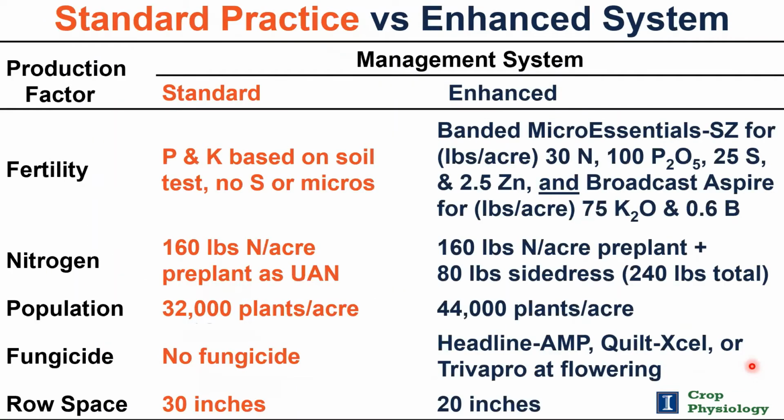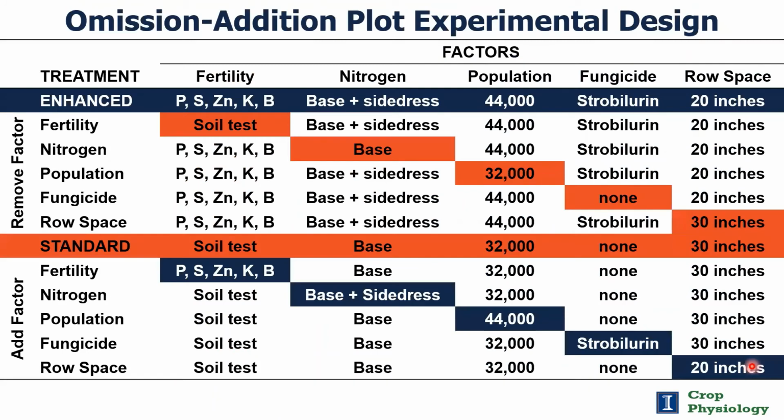Is each one of these factors worth about 10 bushels to come up with the 50 bushels, or are some factors worth more than others? And to answer that question, we have this very handy but complicated Omission-Addition plot design, and I'll walk you through this here. So in this blue bar, this is our full enhanced system.